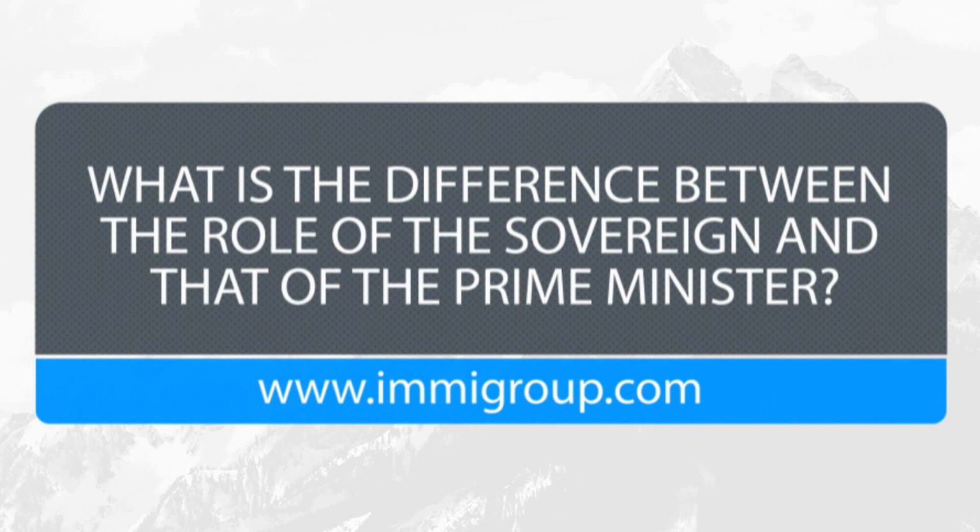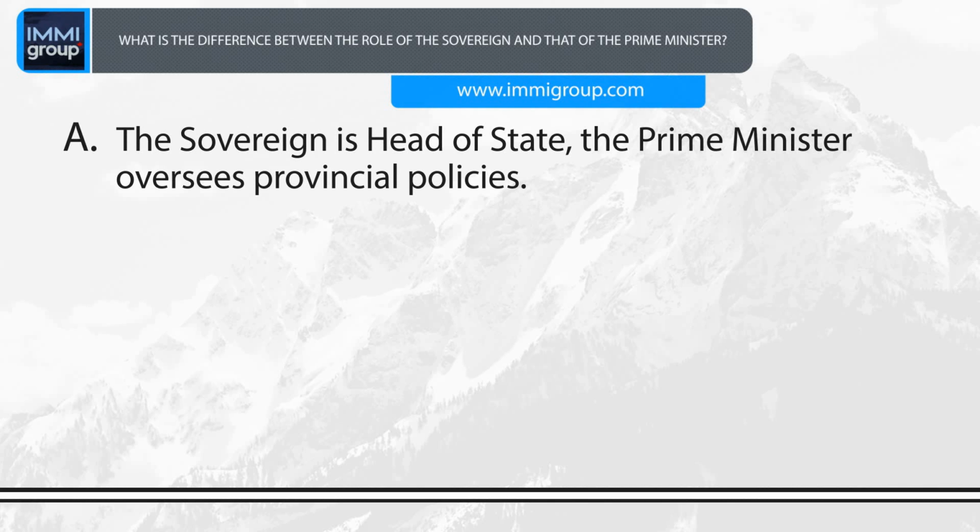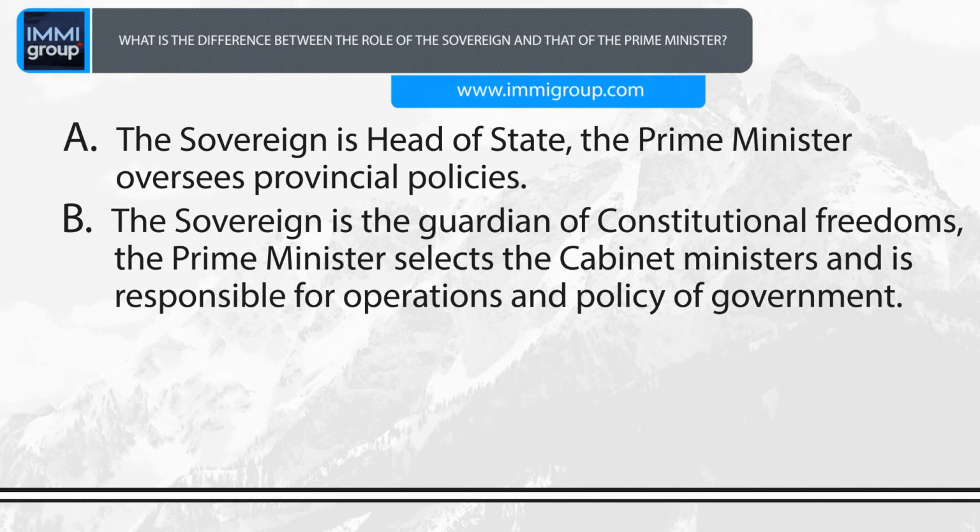What is the difference between the role of the sovereign and that of the Prime Minister? A. The sovereign is head of state. The Prime Minister oversees provincial policies. B. The sovereign is the guardian of constitutional freedoms. The Prime Minister selects the cabinet ministers and is responsible for operations and policy of government.